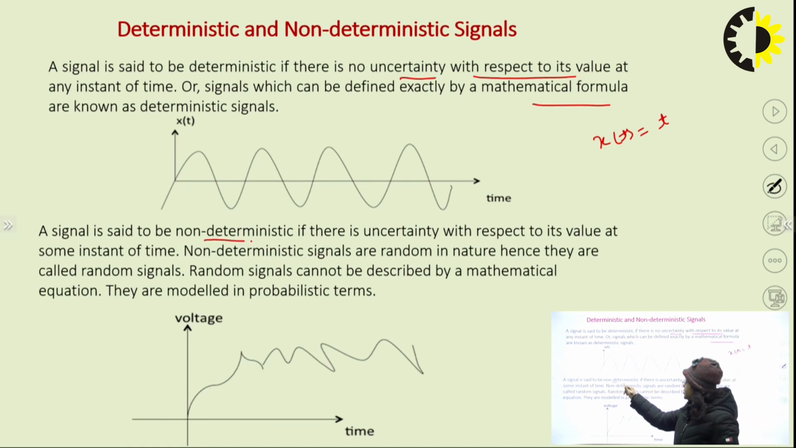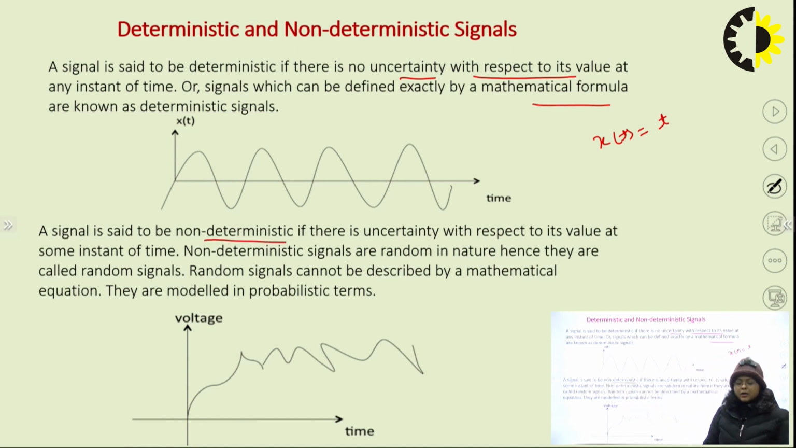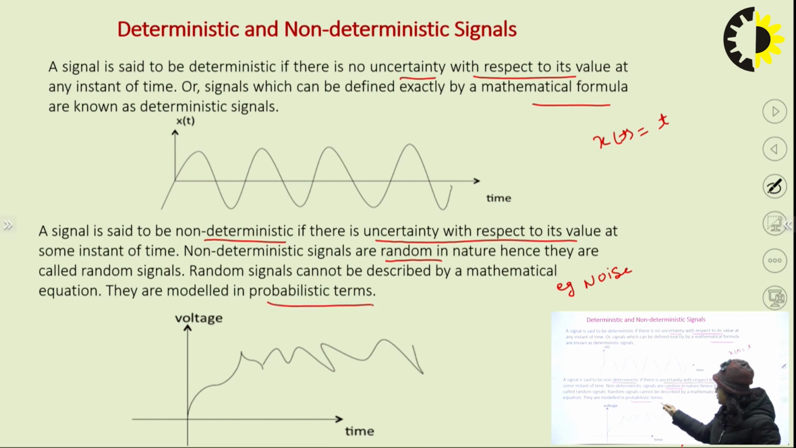And what is a non-deterministic signal? If there is a lot of uncertainty with respect to time, then it is called non-deterministic. Non-deterministic signals are also called random signals. That is, the mathematical model of these types of signals is not defined. We can say that noise is a random signal because we cannot predict noise for any particular time perfectly. We can use a probabilistic model to find the value of non-deterministic signals.